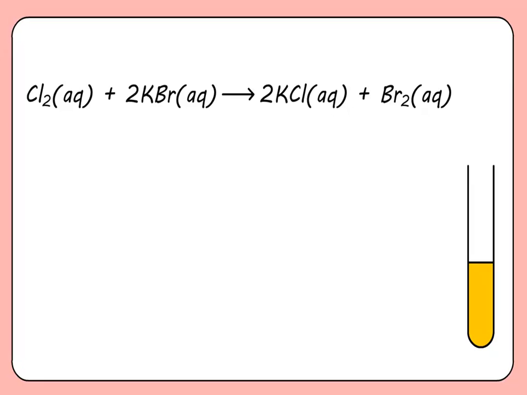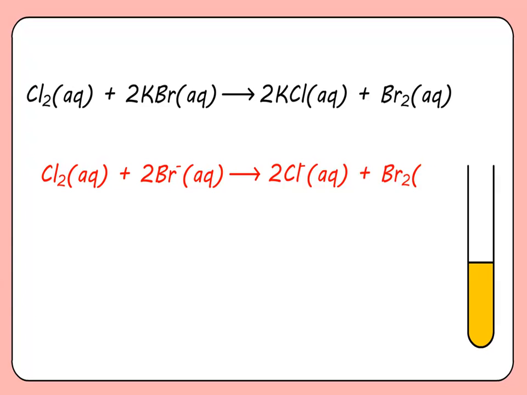This reaction can be written as an ionic equation. With ionic equations, you only include the species that have changed. In this example, the potassium K+ aqueous ion has not changed, and we can therefore leave it out, as it is known as the spectator ion.